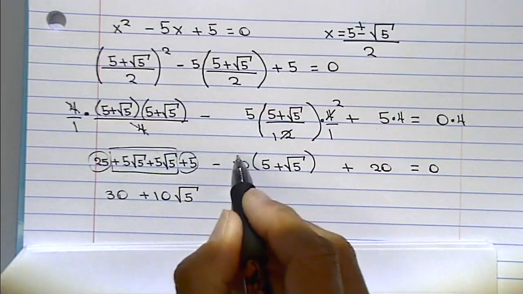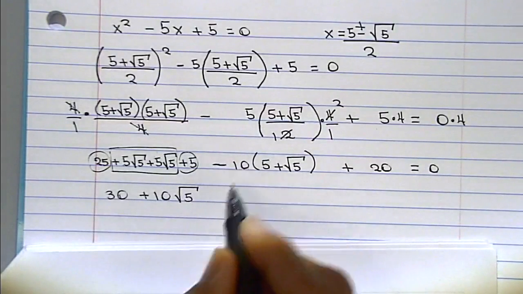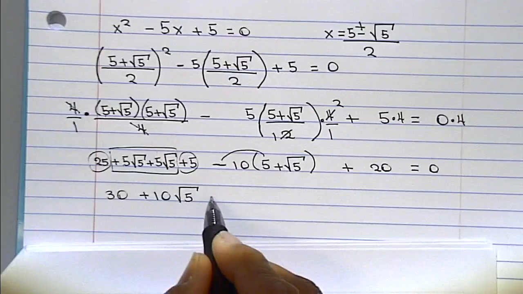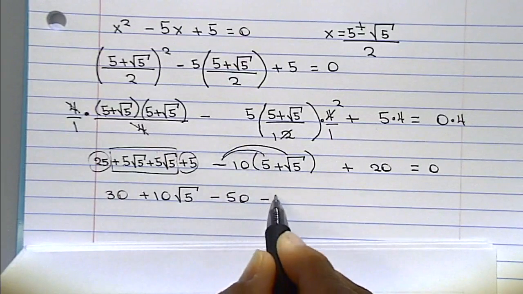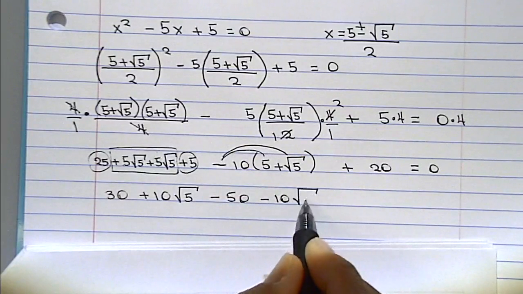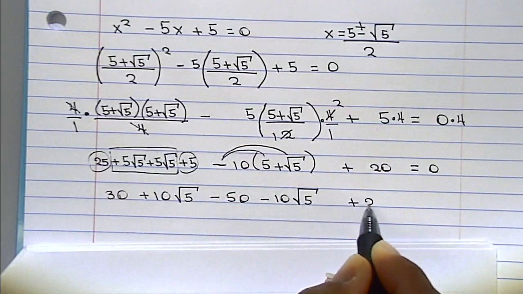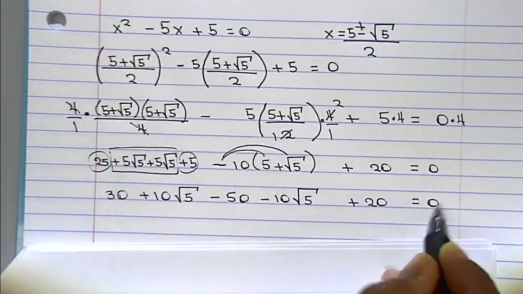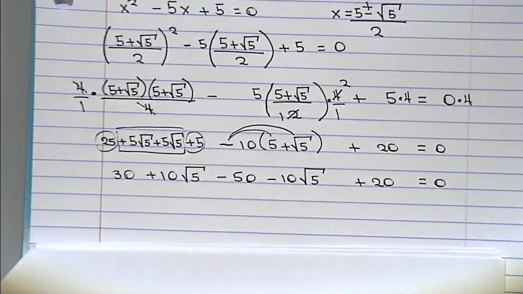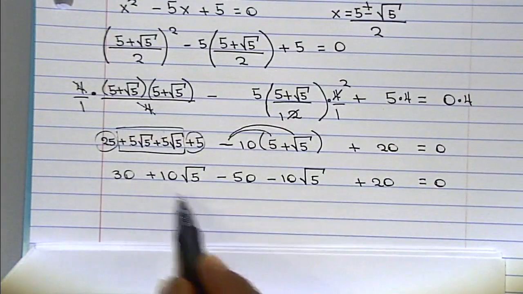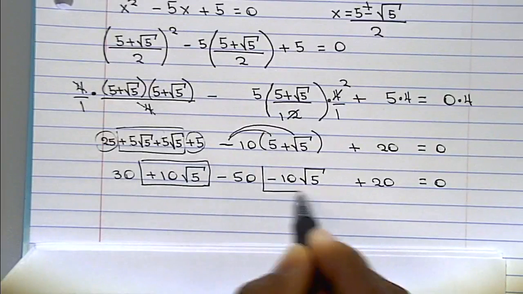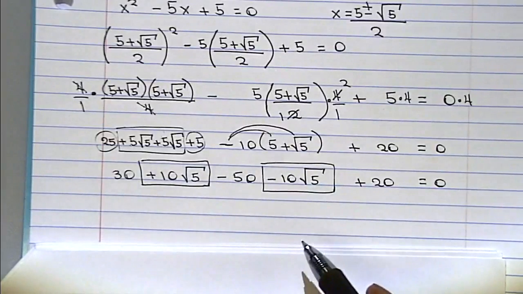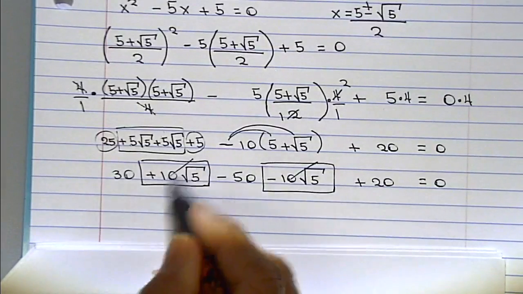And over here, I'm going to have to distribute a negative 10. So that becomes a negative 50, and this becomes a negative 10 times the square root of 5, plus 20 equals 0, right? Step 1, little baby steps is all I'm doing to solve this equation. So look, I've got positive 10 square root of 5s, don't I? And negative 10 square roots of 5s. Isn't that 0? So those are gone.